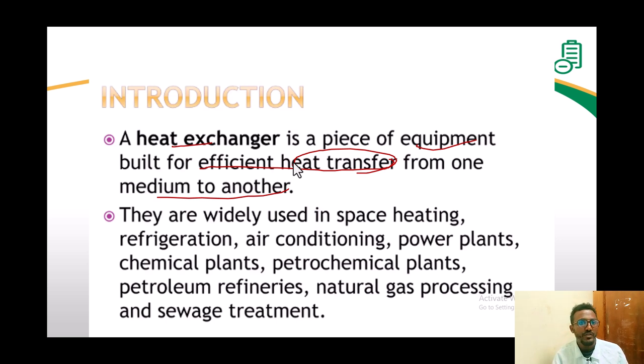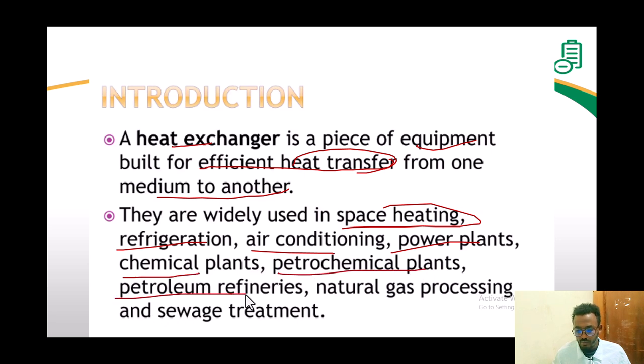We do have different kinds of heat transfer mechanisms: conduction, convection, and radiation. We will see those things in another video. For today, let's stick to this heat exchanger and we will try to make the best of it. So they are widely used in space heating, refrigeration, air conditioning, power plants, chemical plants, petrochemical plants, petroleum refineries, natural gas processing, and sewage treatment. So it has a huge range of applications, starting from space heating up to natural gas processing.